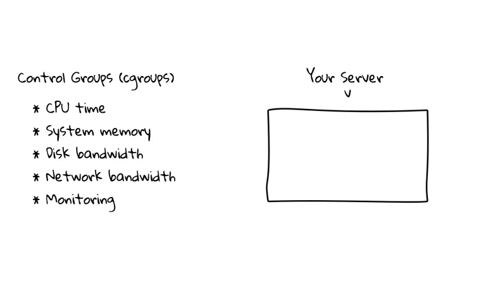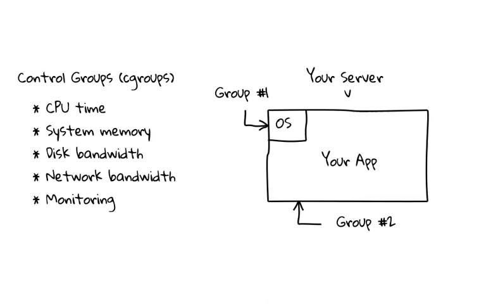Let's create two groups. Group number 1 will be used for our operating system, and group number 2 will be used for our application. Then we can assign resource profiles to each group. Let's focus on group number 2 for a moment. Typically, when you create a group, you already have a problem in mind. So for the sake of this example, let's say that we wanted to manage CPU, memory, disk and network bandwidth for our application. So I would create a group and assign resource limits to this group, something like this.